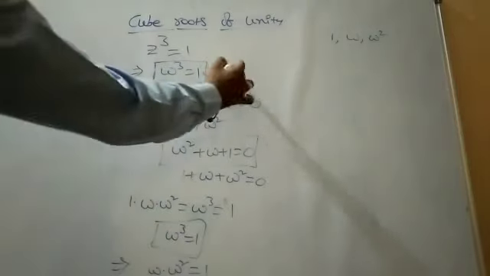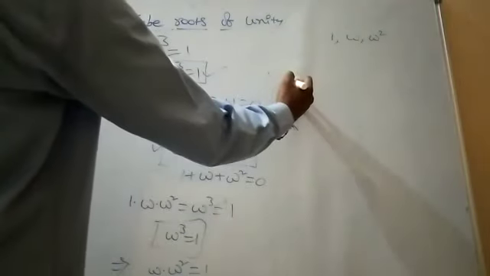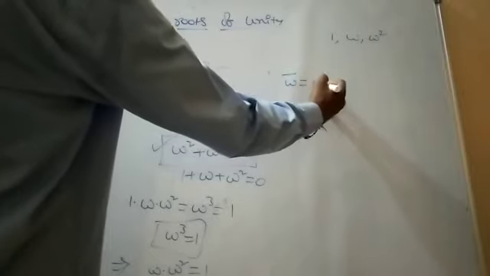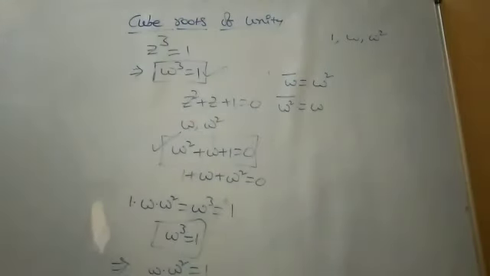Okay, right. These are the most important properties. First one is omega cube is equal to 1. Second one is 1 plus omega plus omega square is equal to 0. And the third one is they are reciprocal to each other. And they are conjugate. Means omega conjugate is equal to omega square. Omega square conjugate is equal to omega. Okay. Right. Thank you.